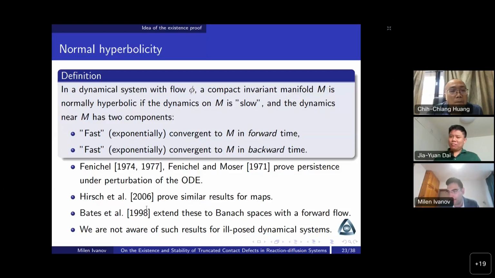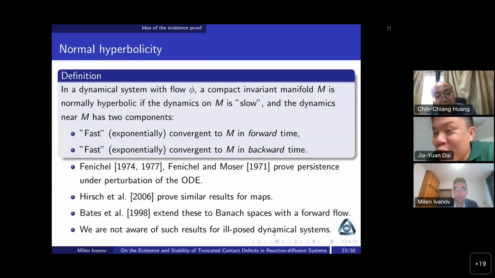So think of the heat equation. The heat equation has a forward flow, but not backwards. So Bates extends such results to this setting, and we do not know of any such result on perturbation of normally hyperbolic manifolds for ill-posed dynamical systems like ours.